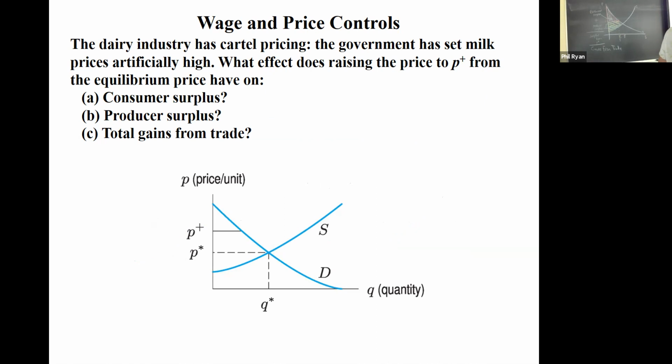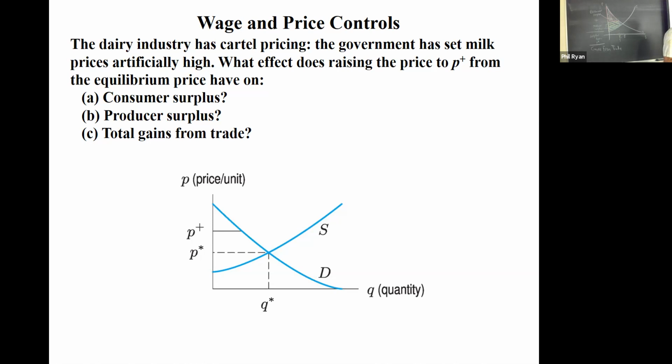Okay, so let's have a look at a particular industry. Let's say the dairy industry. The dairy industry is infamous for not being a free market, right? Because dairy farmers form cartels, they lobby the government, they're a very powerful group. And so that's typically what happens: they make sure that the price is above the equilibrium price, and they can kind of get away with it, right?